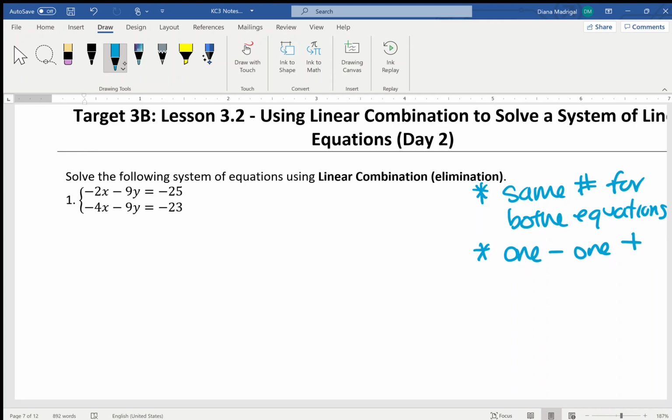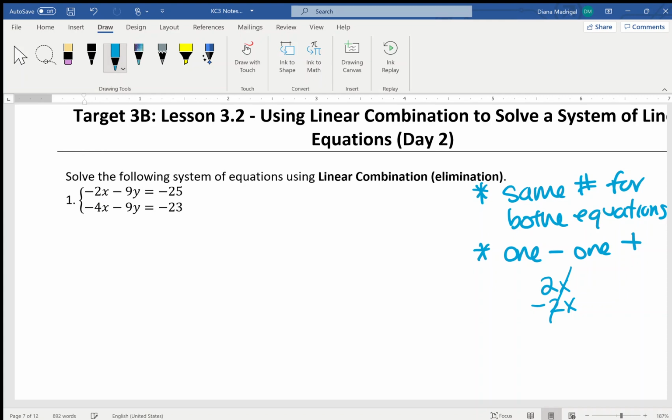So for example, positive 2x with negative 2x. The top is positive, the bottom is negative. They both have the same number, which is 2, so we can get rid of it. Okay, that's what I mean by the same number for both equations, one negative, one positive. All right, as you can see for number 1, I have a negative 2 on top and negative 4 on the bottom. They do not have the same number, and both are negative.